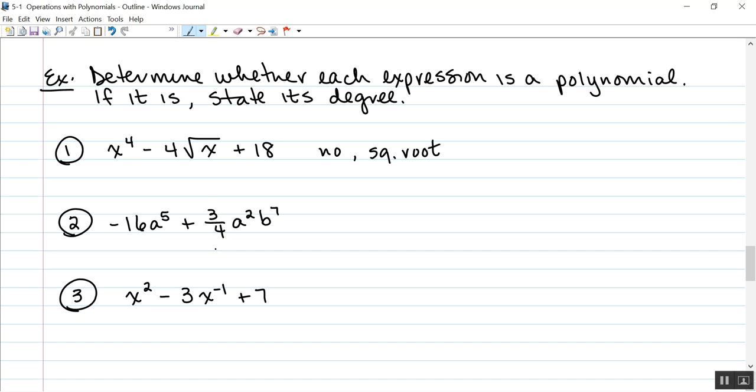Number 2, negative 16a to the 5th plus 3/4 a squared b to the 7th. This does have a fraction, but that's okay. So this is indeed a polynomial. So yes. Now we need to find its degree. Let's look at the degree of each monomial. So here's one monomial, and here's another.